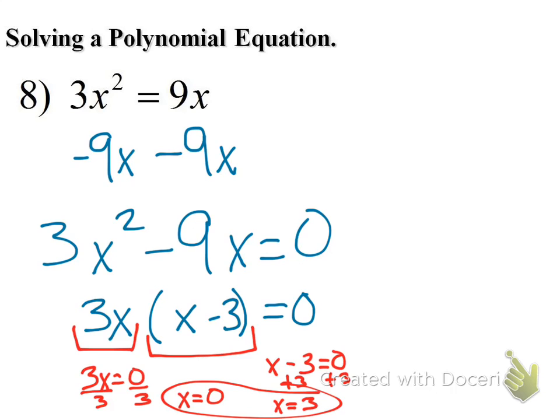Now, I'm going to give you guys a hint here. Your biggest exponent, your degree of the polynomial, is how many solutions you should end up with. So if it's an x squared, you should end up with 2 solutions. If it's an x cubed, you should end up with 3 solutions. X to the 4th, you should have 4 solutions. Okay? Any questions?